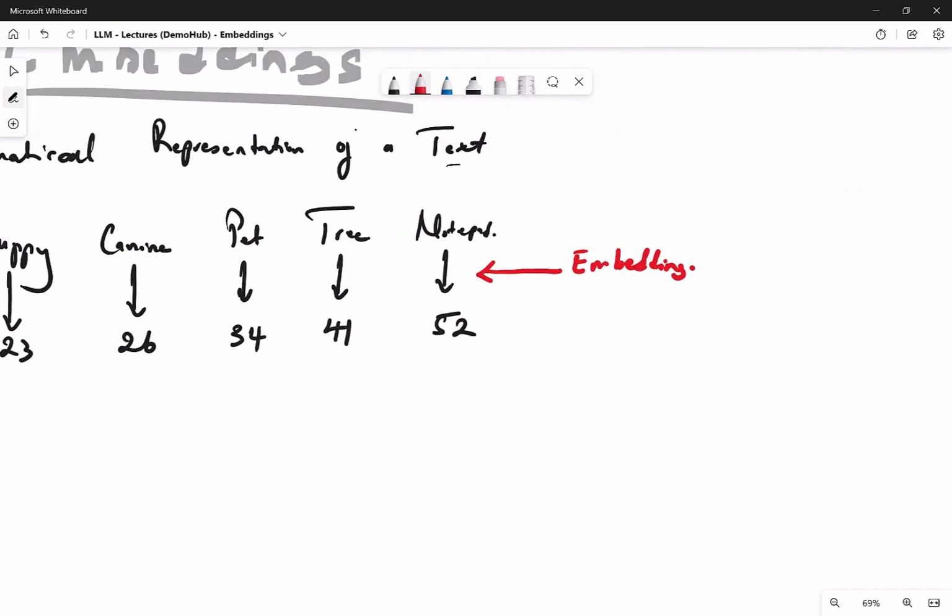Now, OpenAI has an embeddings API. You can give it your question, you give it your text, you give it your input, and the result of that will be the mathematical representation, some form of a number.